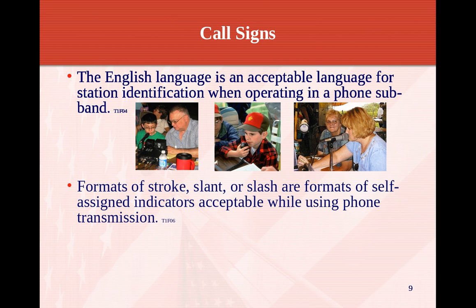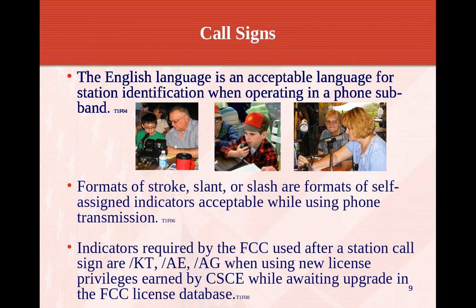Formats of stroke, slant, slash, or formats of self-assigned indicators are acceptable while using phone transmission. So we use the stroke or slant if you were upgrading. Indicators required by the FCC used after a call sign are /KT, /AE, /AG when using new license privileges earned by the CSCE while awaiting an upgrade in the FCC license database.